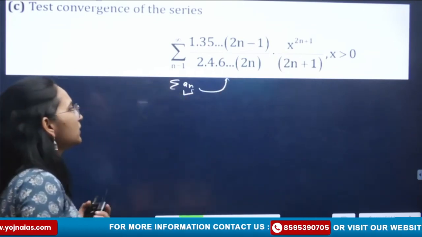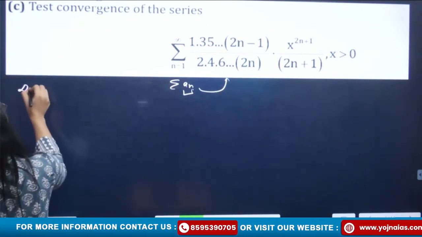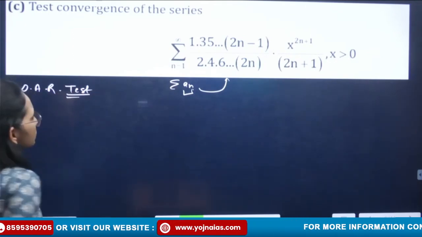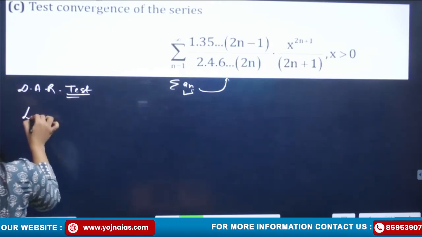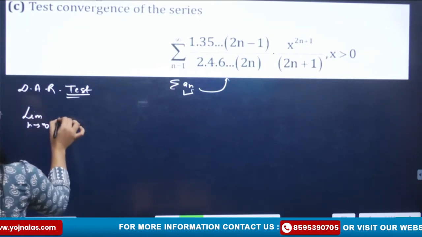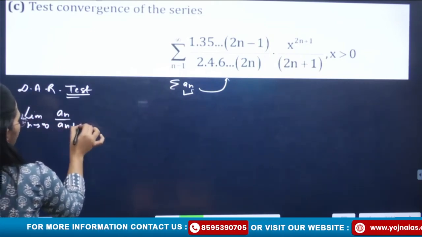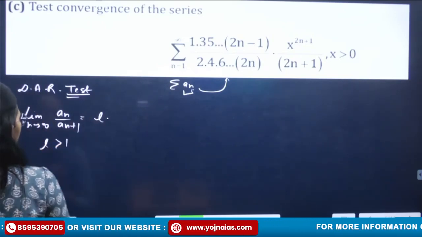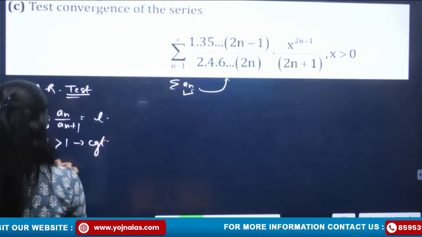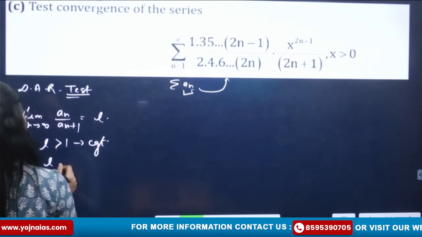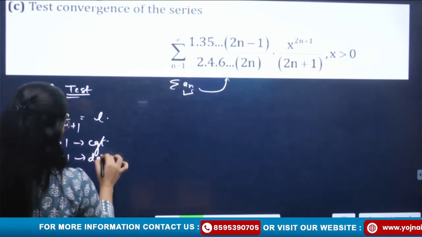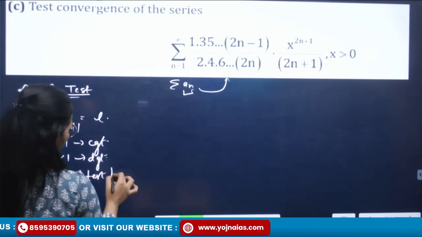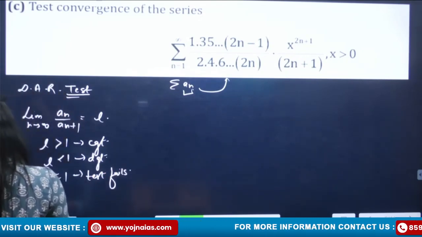If this is a_n, then what we need to check is D'Alembert's ratio test. That is the test for convergence of series. So what does D'Alembert's ratio test say? That you need to find out the limit as n approaches infinity of a_n over a_(n+1). And if it is L, then the series would be convergent if L is greater than 1, divergent if L is less than 1. And if L is equal to 1, then the test fails. And if the test fails, then we would apply the next test, and that is Raabe's test.